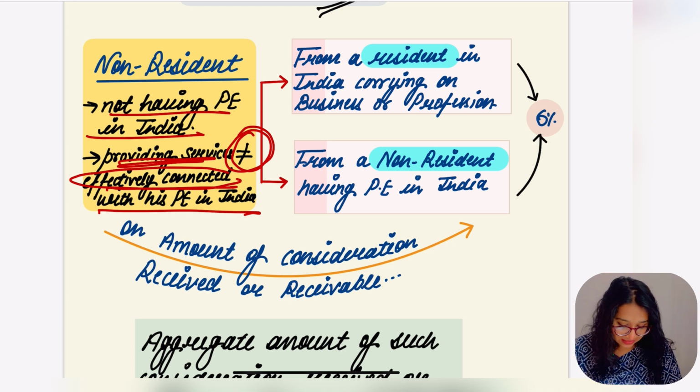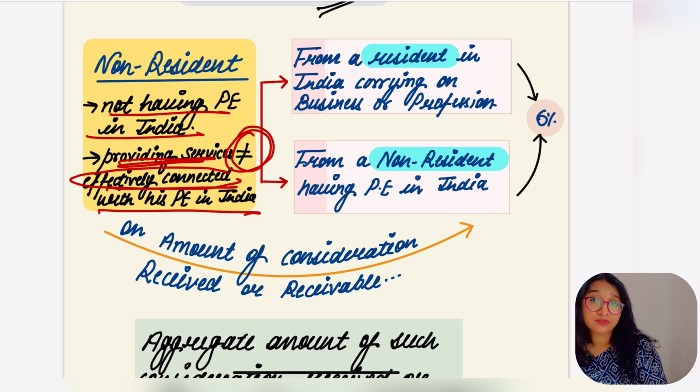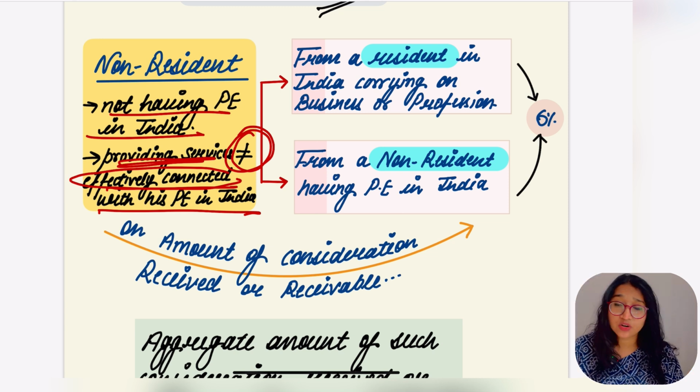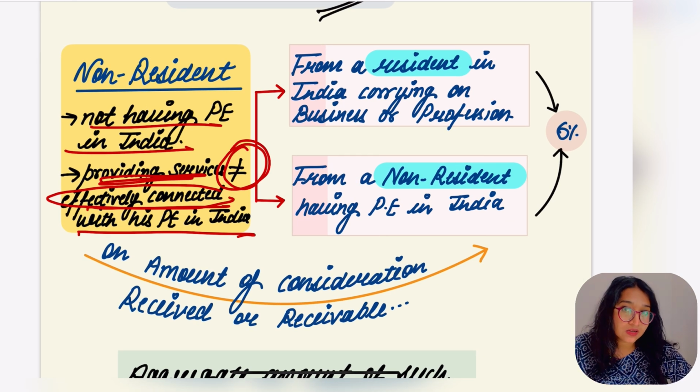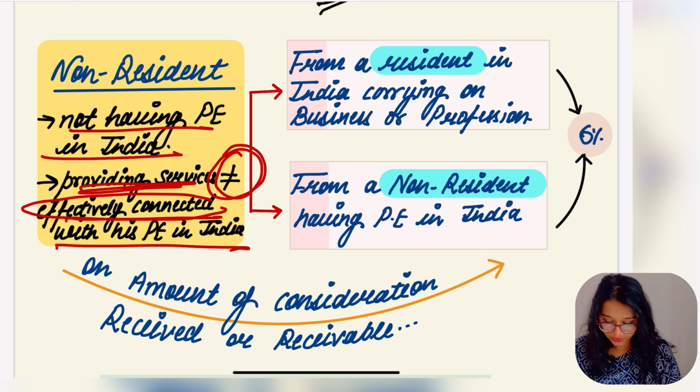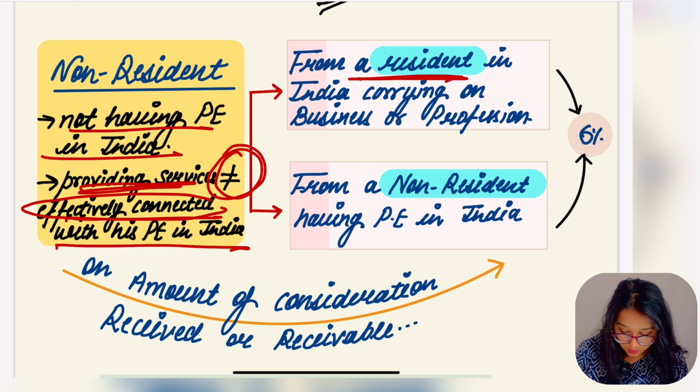In that case, we will take only that category. If he has a PE in India and the services are effectively connected with it, we are not going to take that category here. So the non-resident either has no PE in India, or the PE is not effectively connected with the services provided. Now, to whom is this non-resident providing service? To a resident.